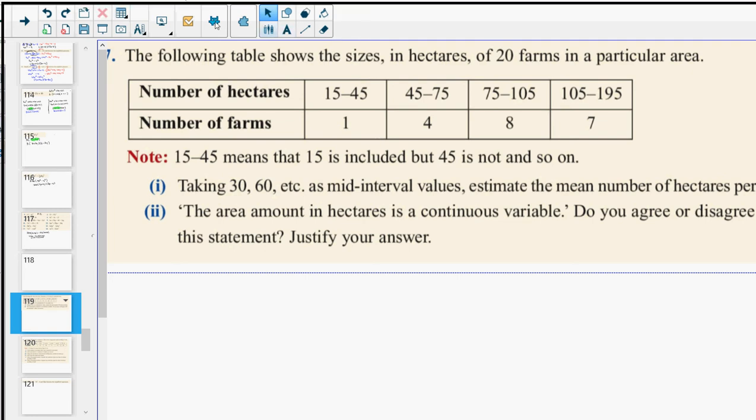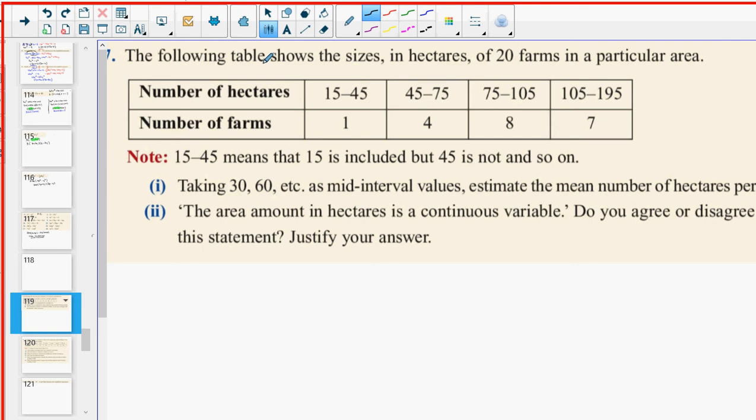So to get the mid-interval values, the first thing you've got to do is add 15 plus 45, you get 60. 60 divided by 2 is 30. And 45 plus 75 is 120. 120 divided by 2 is 60. 75 plus 105 is 180. 180 divided by 2 is 90. And then you get the gist. It's gone up. Which one's this one? 150. It was going up by 30s, but then it jumped up to 150 at the end. These are what are known as the middle of the interval values.